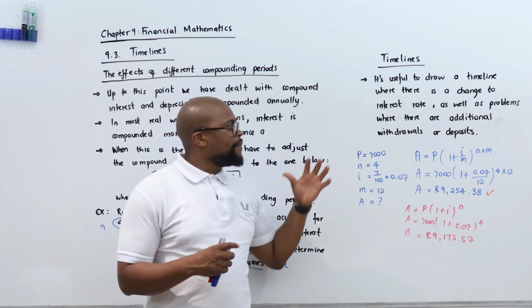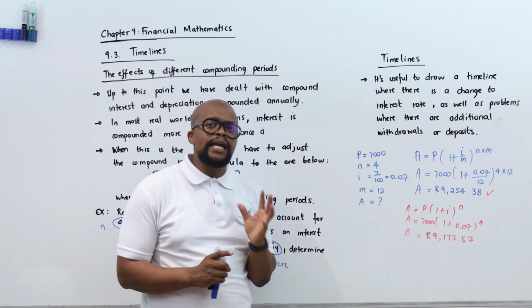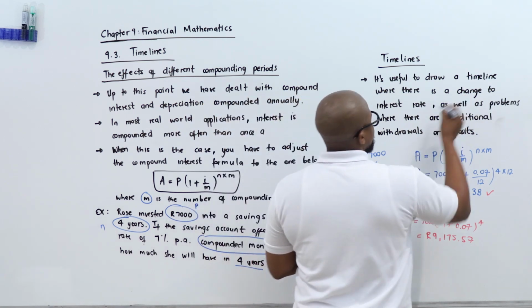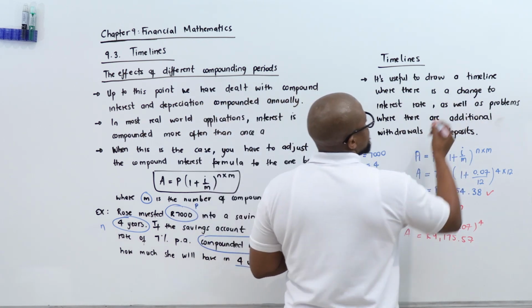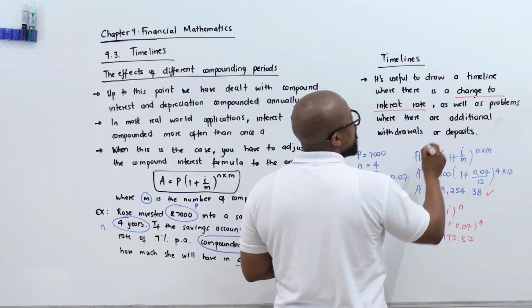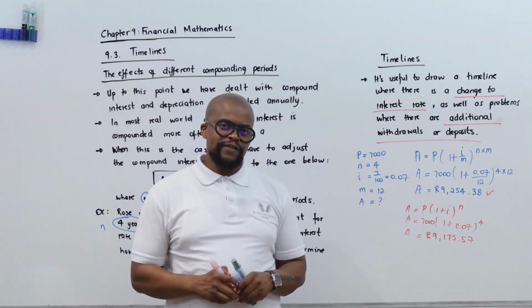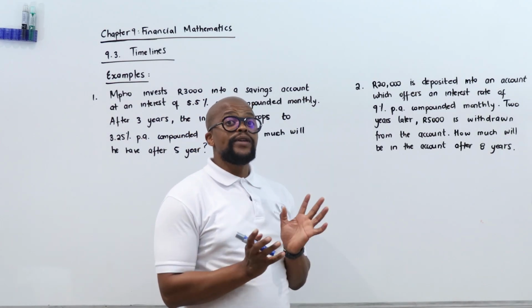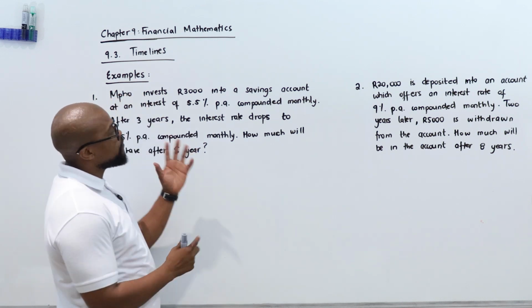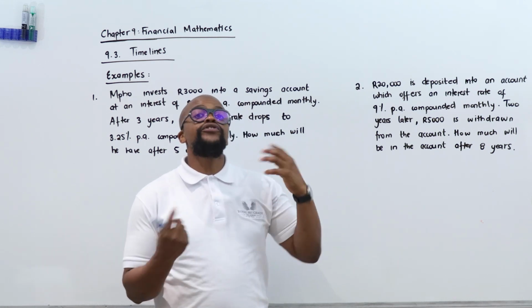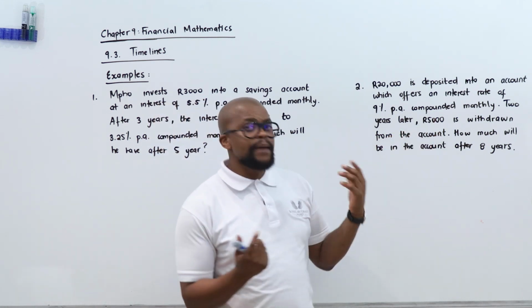We will explore a couple of examples so that you can see how you can actually use timelines to help you in questions where there is a change in interest rate while in the middle of the investment, or you have any additional withdrawals or deposits also while in the middle of an investment. Now let's switch our focus to the following example, right? Example 1 focuses on a change in interest rate, and example 2 focuses on a withdrawal. I think there is a withdrawal happening at some point.